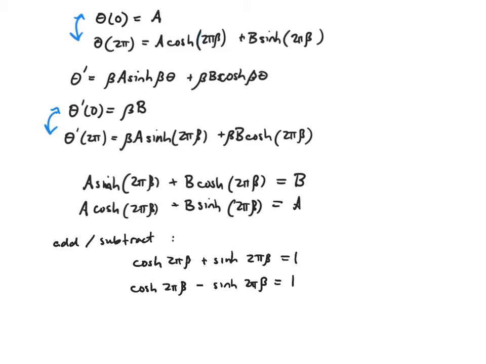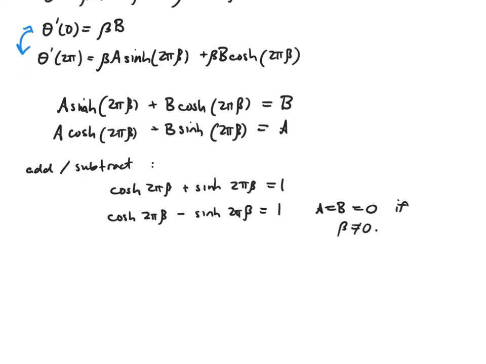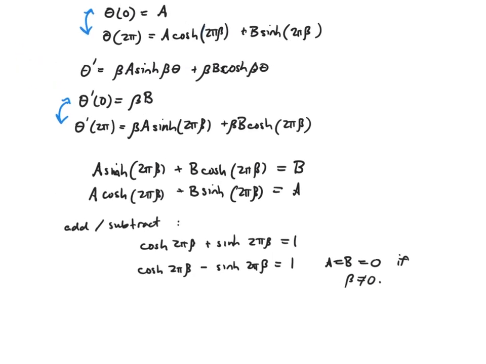Basically if you let beta not equal 0, you get no solution, except A equals B, both equaling 0, if beta is not equal to 0. All right, so trivial. Nothing out of here.